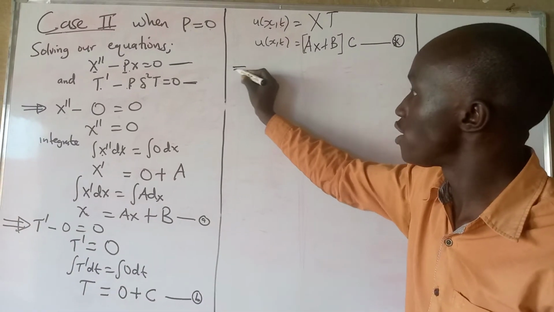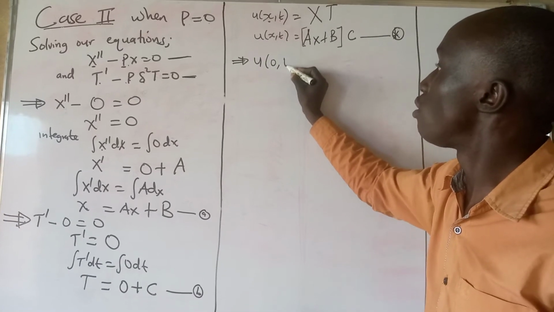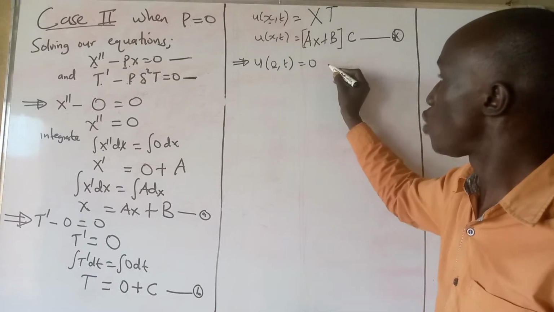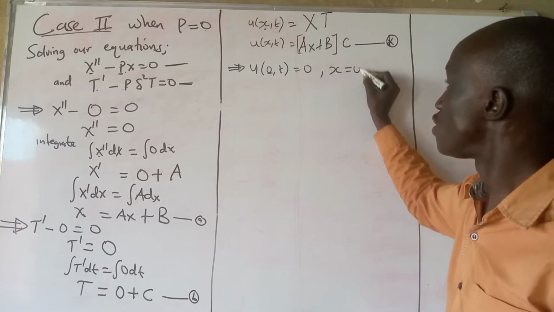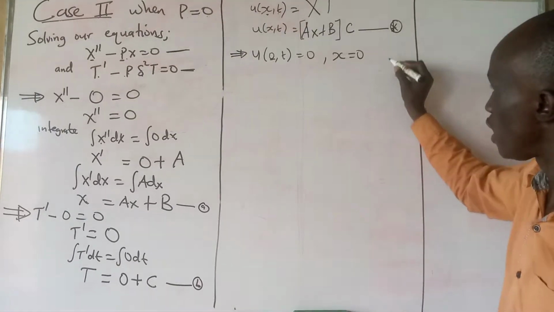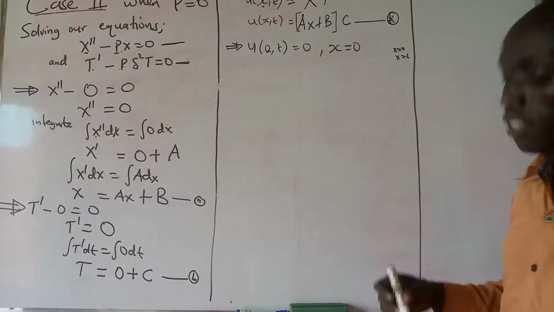So the first boundary condition is u of 0 and t same as 0. This means, if you compare this and that, it means when x is 0. As I told you in my previous video, for the boundary condition, you test when x is 0, then when x is L. That's very important.